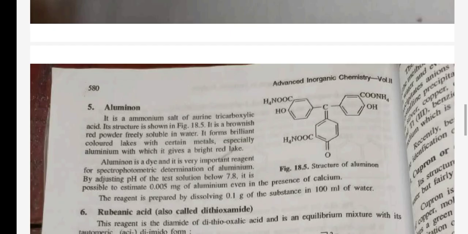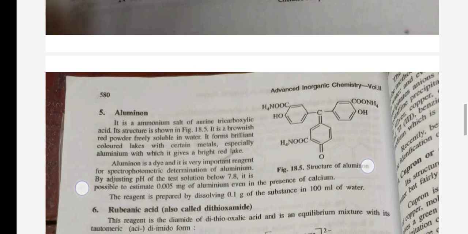Now fifth one is aluminon. It is an aluminium salt of aurin tricarboxylic acid. Its structure is shown in the figure. It is brownish red powder freely soluble in water. It forms brilliant colored lakes with certain metals, especially aluminium, with which it gives a bright red lake.